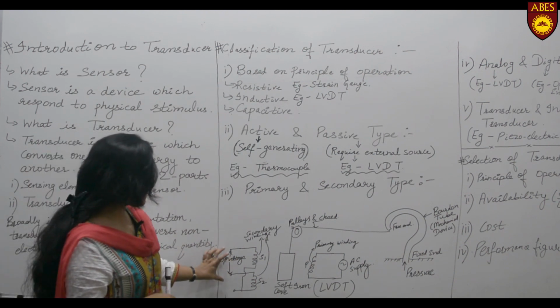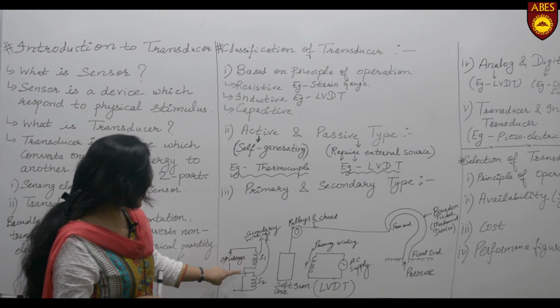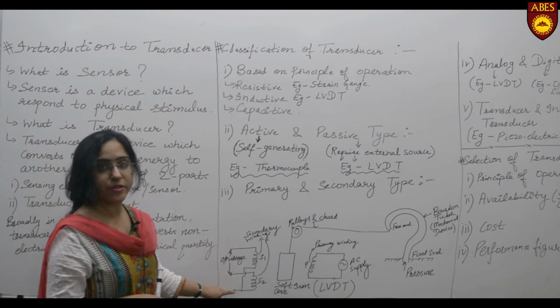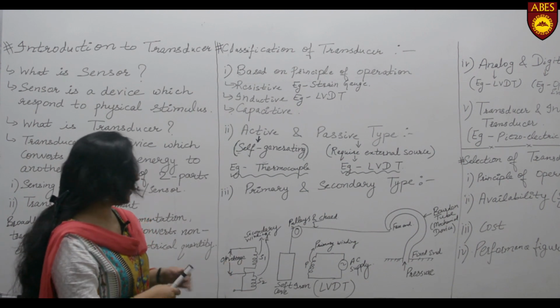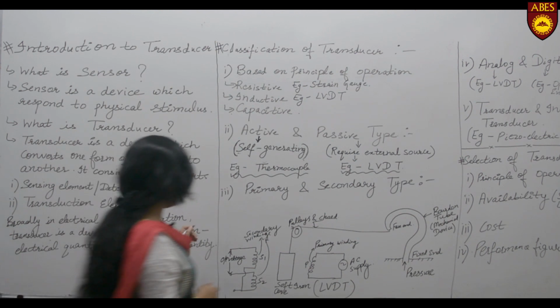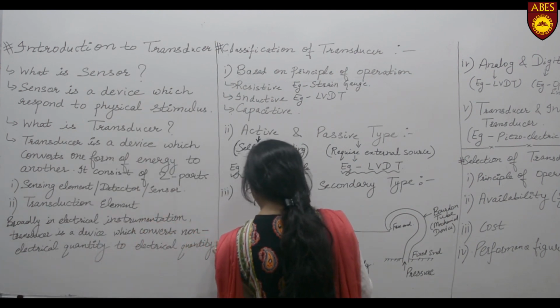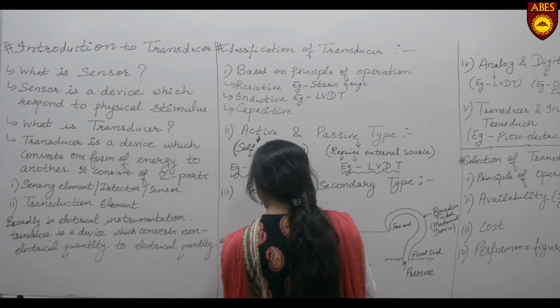So now what is the output here? As you can see, the secondary connections are in series phase opposition connection. As it is a series phase opposition connection, the output voltage will be the differential output. So the output voltage is ES1 minus ES2.